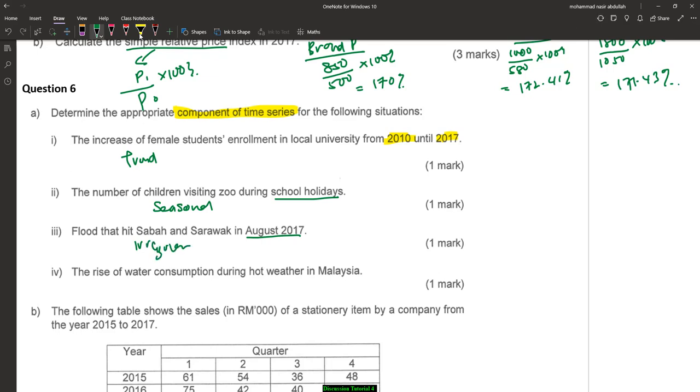So remember kita ada 4 saja. So rise of water consumption during hot weather in Malaysia. Dalam setahun ada berapa kali hot weather. So it's going to be a seasonal. Jangan salah, this one very simple. Just need to remember, dia tanya komponen, kita ada 4 komponen saja. Tak banyak pun.